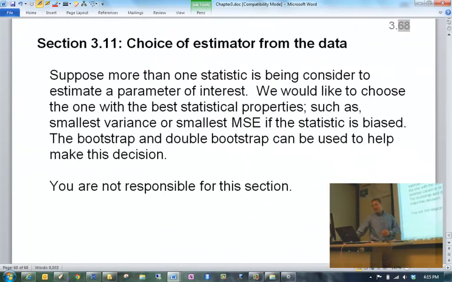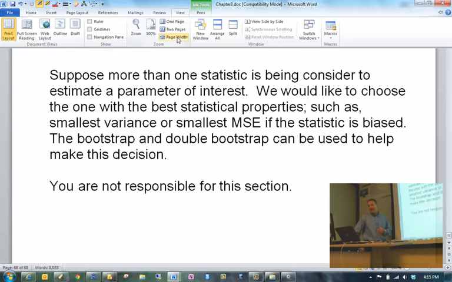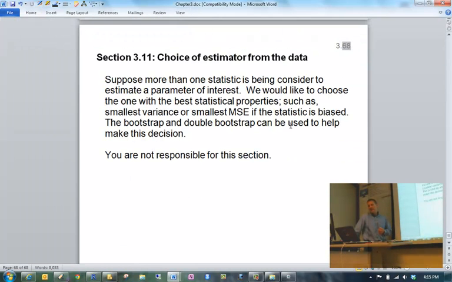Section 3.11, choice of estimator from the data. You can read this on your own if you're interested. It's just kind of an interesting section that says, okay, let's say you have more than one way to estimate a parameter, or something else that you're interested in. For example, maybe you have method of moments estimators versus maximum likelihood estimates for a particular parameter. How do you choose between the two? The Bootstrap gives a way to do it. You're welcome to read that section, but you're not responsible.